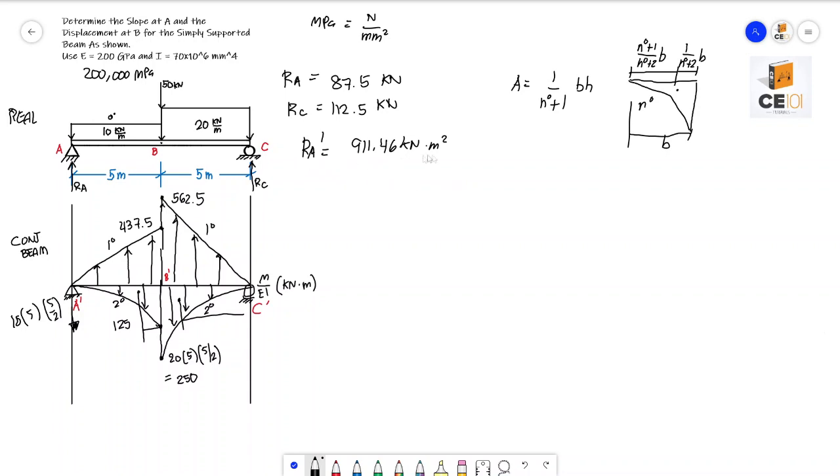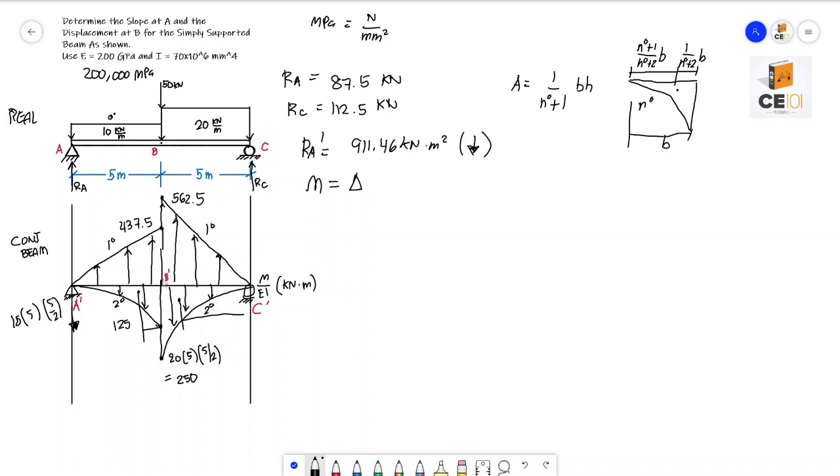So nilagay ko dito yung reaction natin sa A. By the way, this is yung pababa na assume natin, which is tumama naman kasi naging positive. So kunin naman natin yung displacement at B. So paano natin kukunin yung displacement at B? Alam naman natin na pag nag-moment tayo sa conjugate natin, makukuha natin yung displacement. So pag nag-moment tayo sa B, makukuha na natin displacement at B.